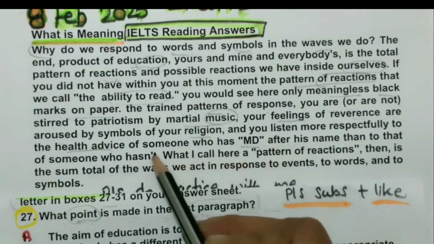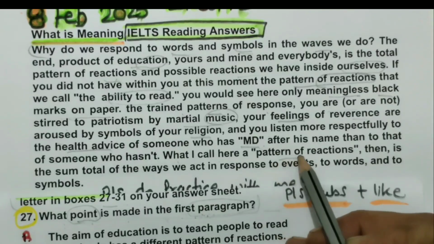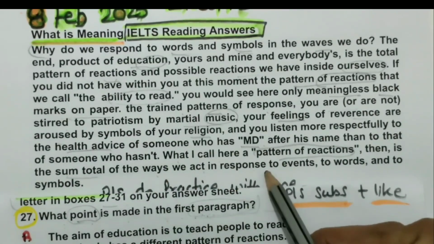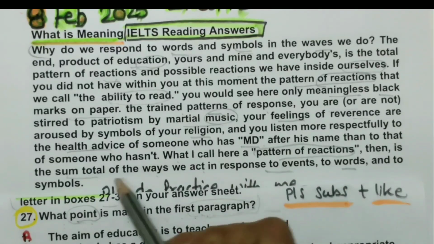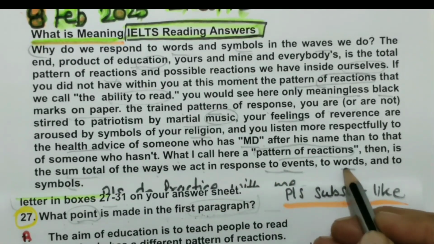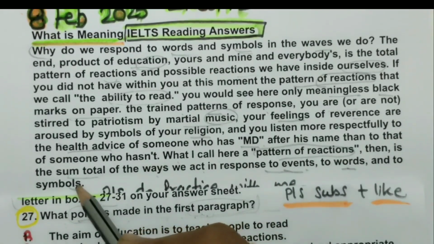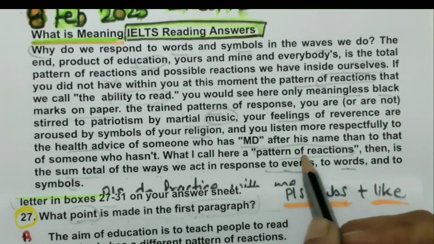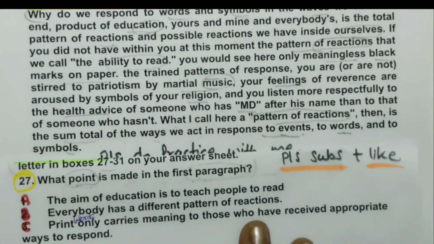What I call here a pattern of reactions then is the sum total of the ways we act in response to events, to words and to symbols. So many things they have given: words, events and symbols. Total sum of the ways means the total of this response, the pattern of reactions. Okay, let's read the options.